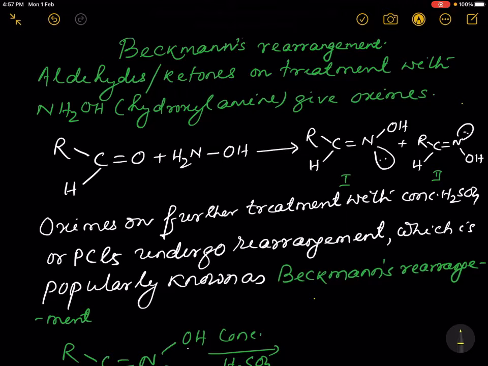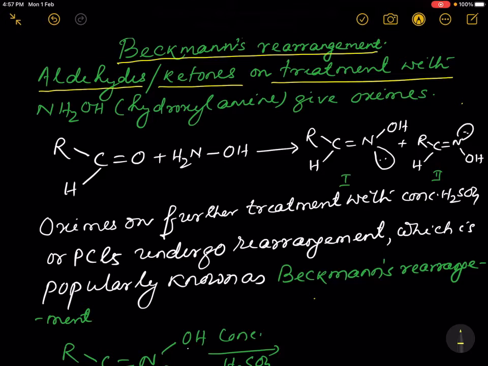In this video, we'll discuss Beckmann's rearrangement reaction. Aldehydes or ketones on treatment with hydroxylamine, NH2OH, give corresponding oximes. You see, this is an aldehyde. When treated with hydroxylamine, it gives an oxime.